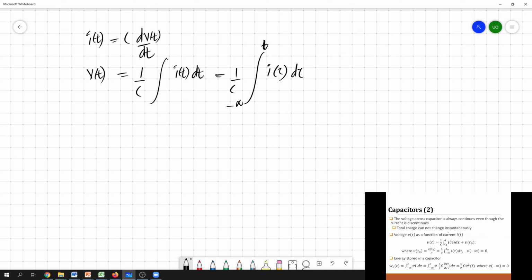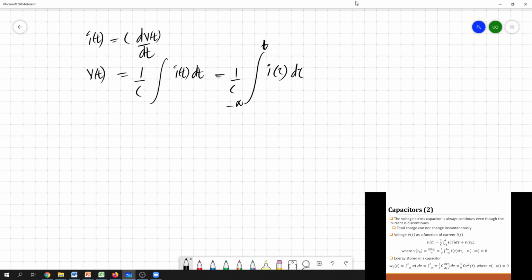So this becomes a finite integral. So 1 over C integral of i dt gives the voltage across the capacitor at any given time. If you make it a definite integral, having proper limits, we can assume the integral would be from minus infinity to t. So what is actually minus infinity and t?